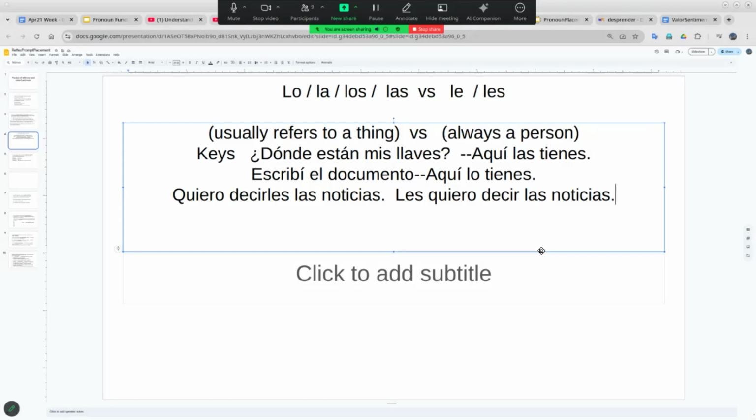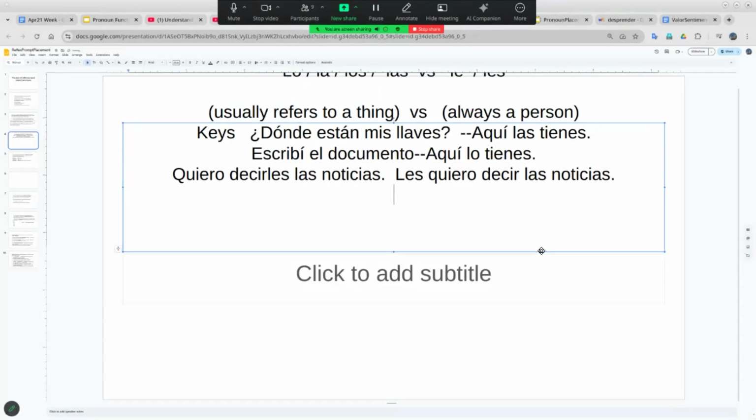Quiero decir. And the les is human beings, right? Decir uses that. Or we might have an idea like, le pregunto, I ask a question of him. I ask him something. Or I ask her something is a le.